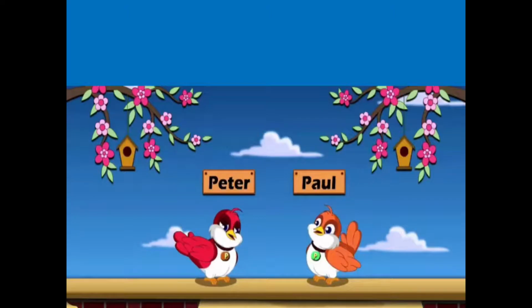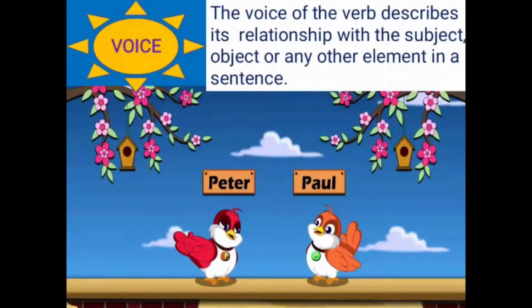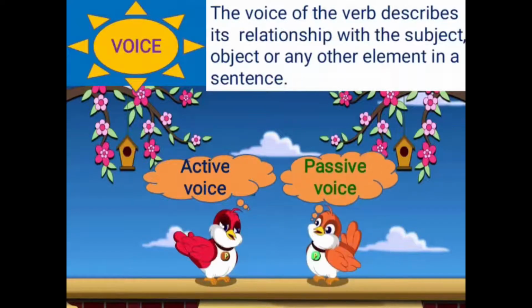So Peter and Paul have come all the way to talk about this chapter, that is active and passive voice. So Peter first tells us about voice. So what is voice? The voice of the verb describes its relationship with the subject, object or any other element in a sentence. So it tells us how the verb is related to the subject or the object or the rest of the sentence. Okay, so there are two types of voices, that is active voice and the passive voice.